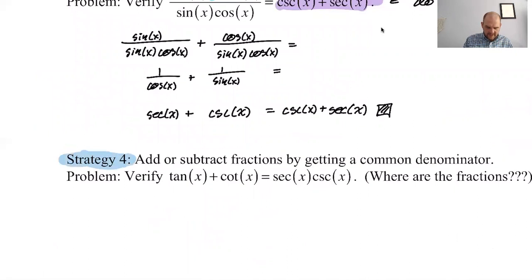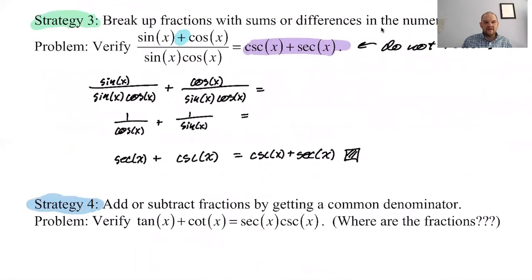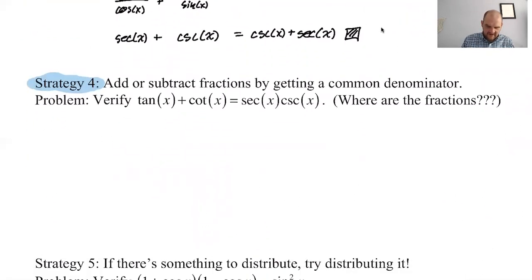Strategy number 4. It's kind of basically the opposite, right? So the last strategy is if you see a sum or difference, break it up. This strategy is if you see fractions, try getting a common denominator. So like the exact opposite. So if you see 2 fractions, try combining them. If you see addition or subtraction in a fraction, try breaking it up. Try undoing what you did.